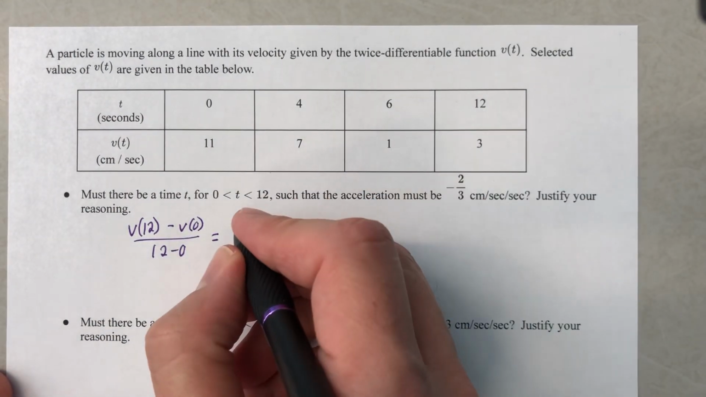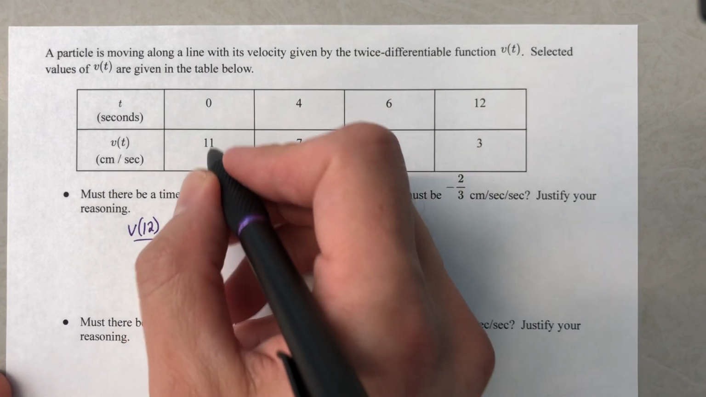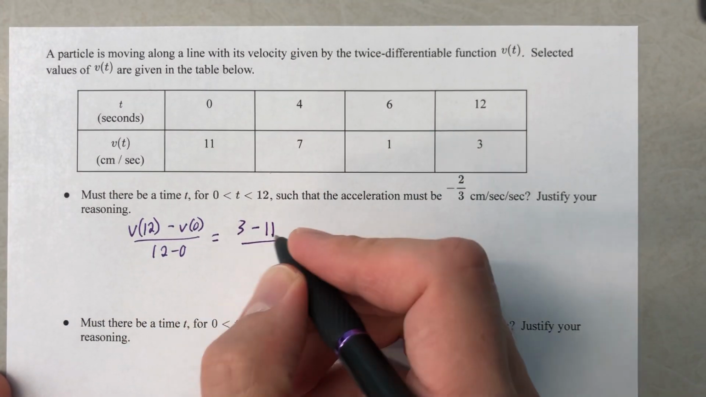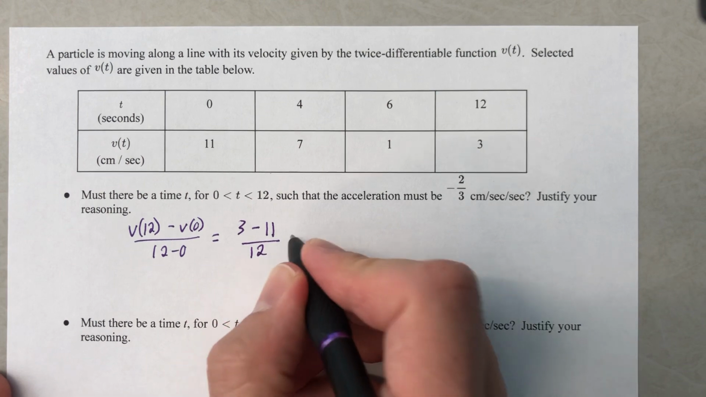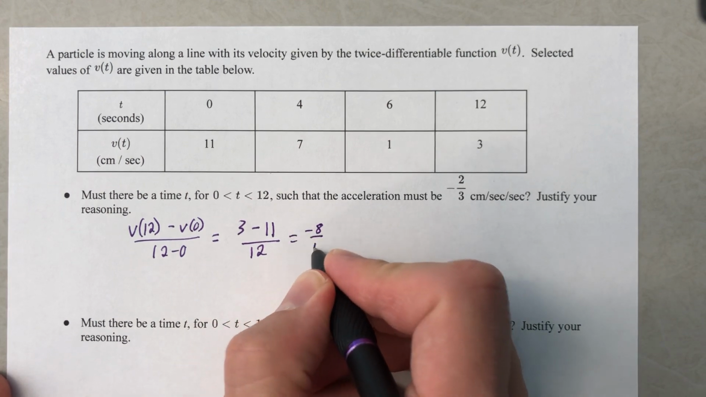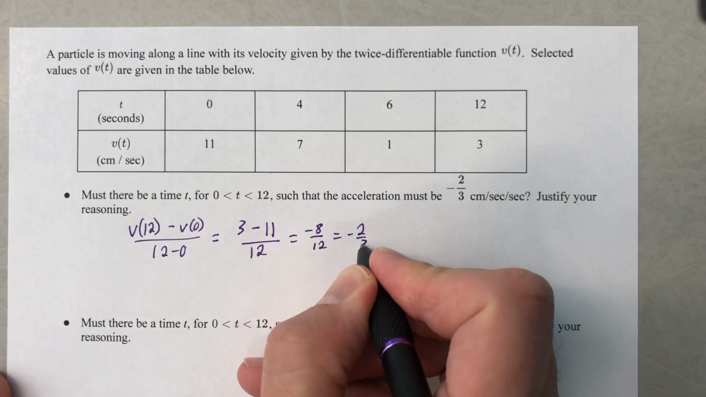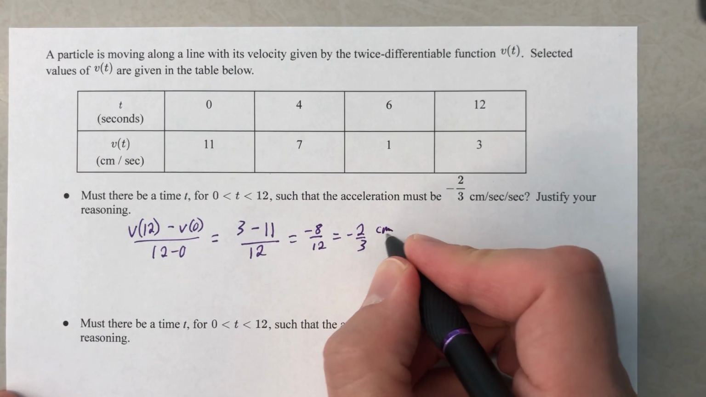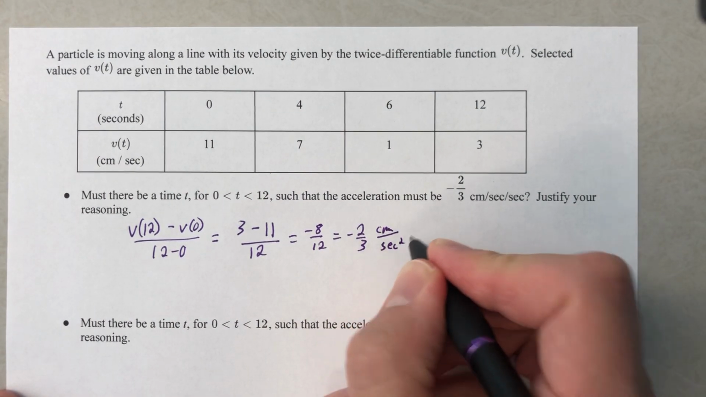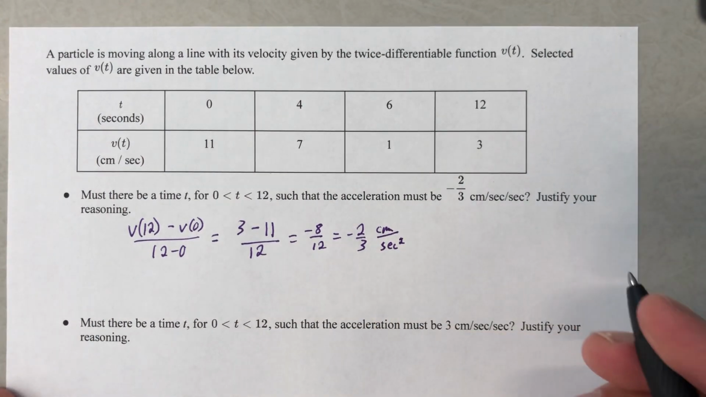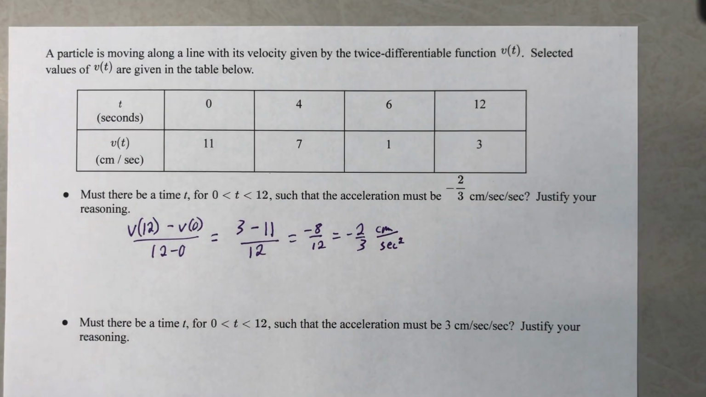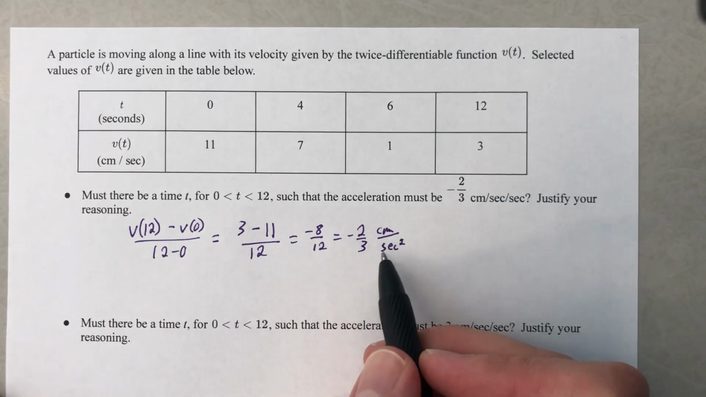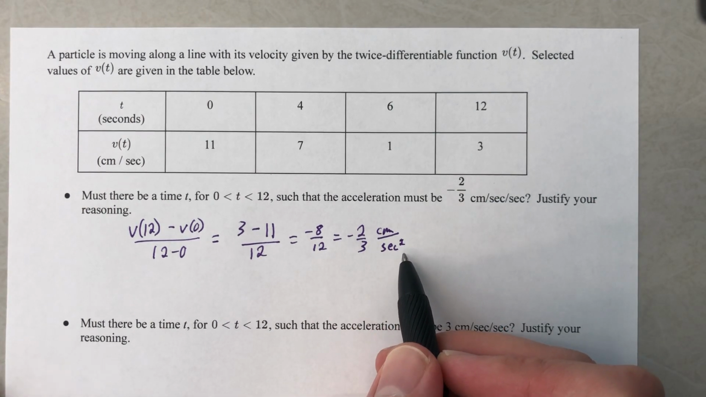Velocity at 12 is 3. Velocity at 0 is 11. 12 minus 0 is 12. We have negative 8 over 12. That is negative 2/3. And if you want to get technical about it, this is centimeters per second per second. So that's what we're dealing with. And then justify your reasoning. Okay, so negative 2/3 centimeters per second squared.